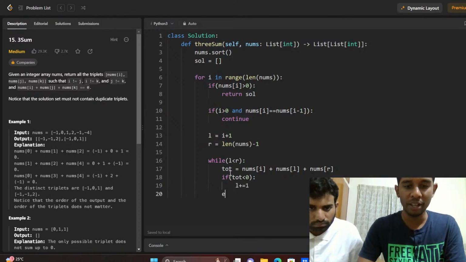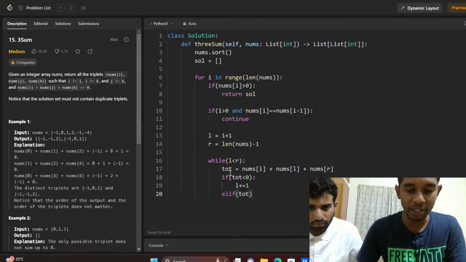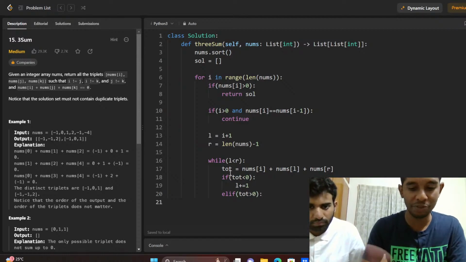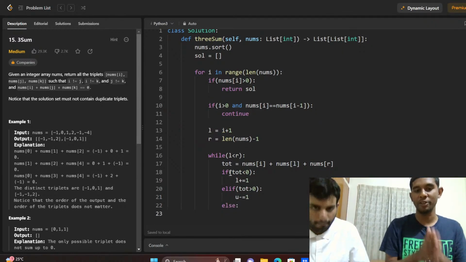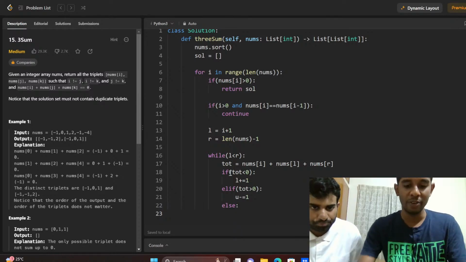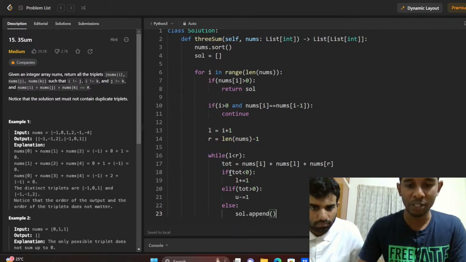L plus equal to 1. If total is greater than 0, what we do is shift the right pointer to the left, so decrement the right pointer. Else, that means we have a zero sum. So at that point, what we're supposed to do is append this triplet to our solution.